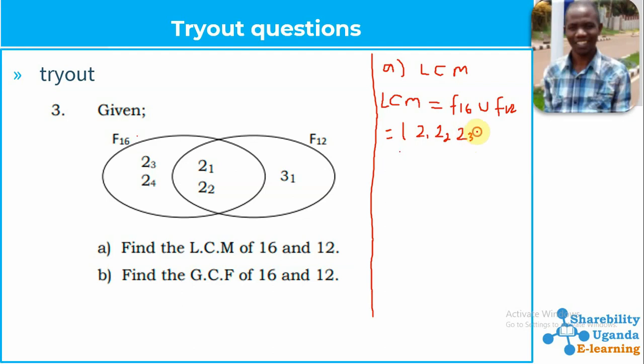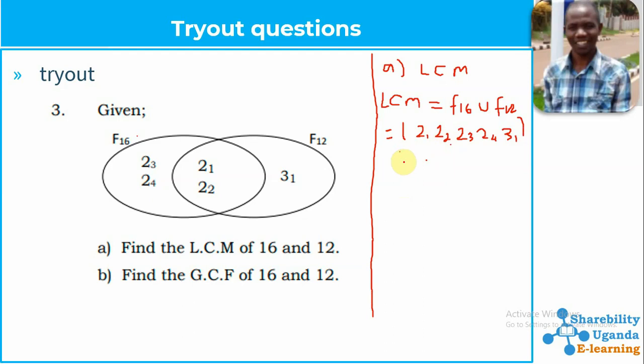then 2^4, then 3^1. So that is how we are going to represent them, and these are our values. I know someone is asking how the 2^1 comes about, and the 2^2 comes about. This comes from getting the prime factors.